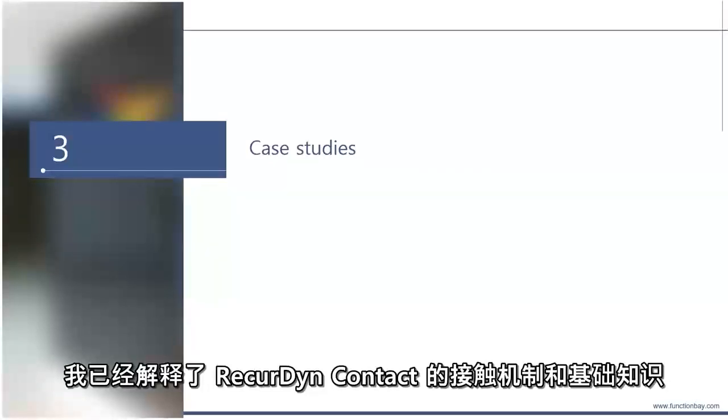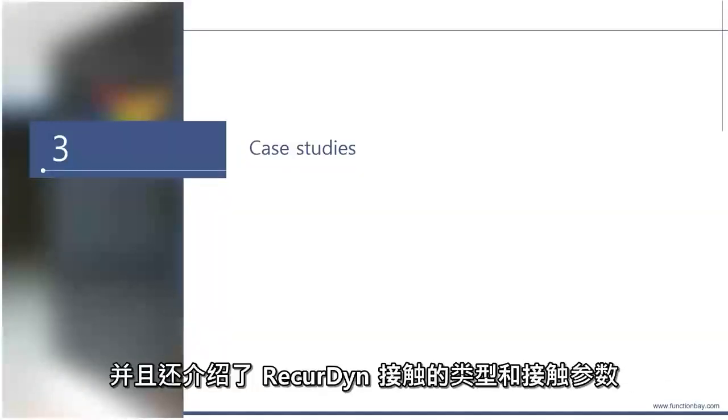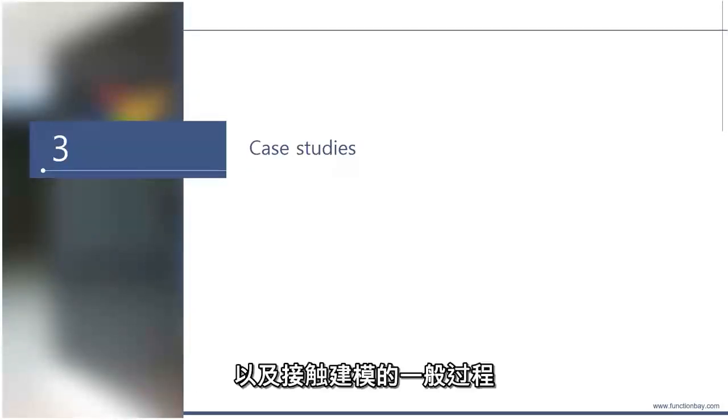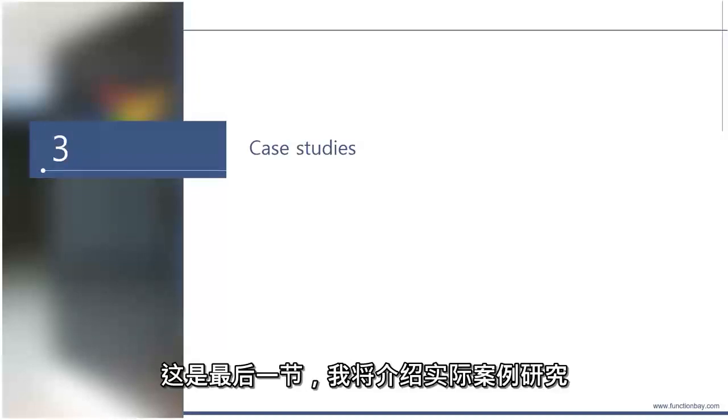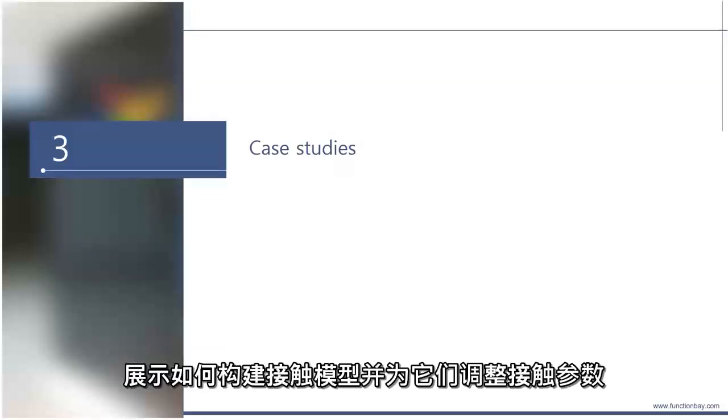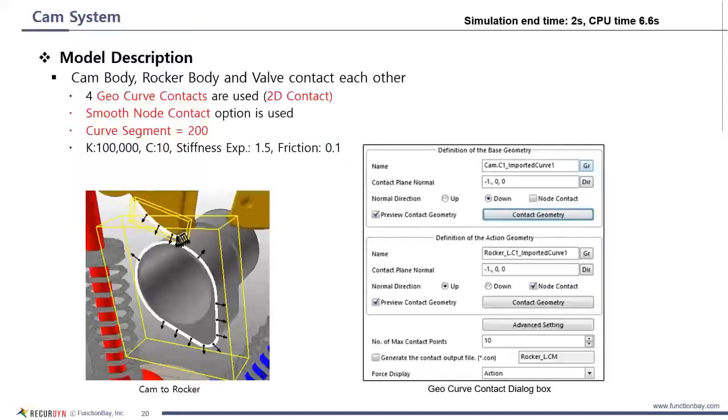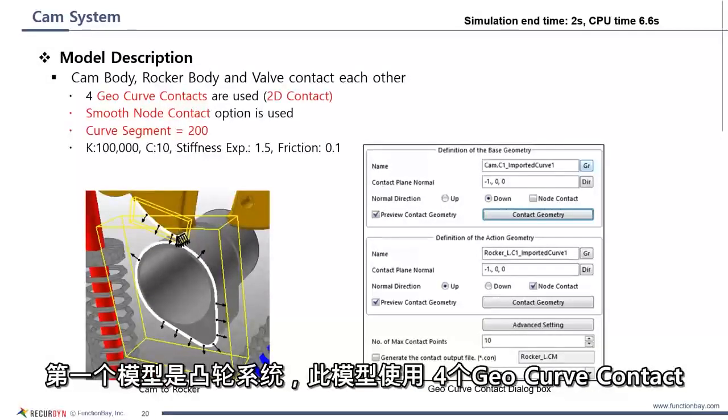I have explained contact mechanics and basics of RecurDyn contact, and I introduced the types of RecurDyn contact and contact parameters, and the general process of contact modeling. This is the last chapter. I will introduce practical case studies to show you how to build the contact models and tune the contact parameters for them. The first model is a CAM system.